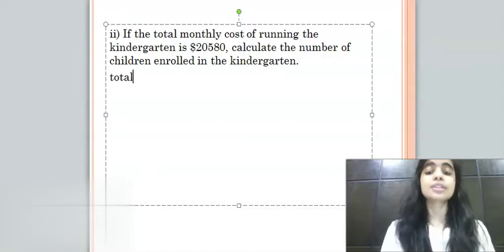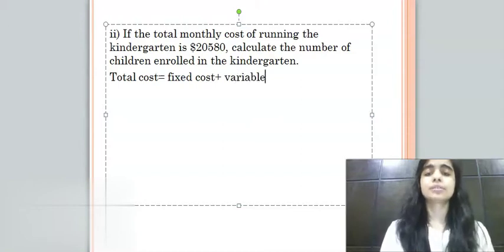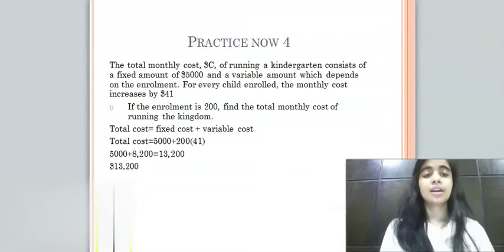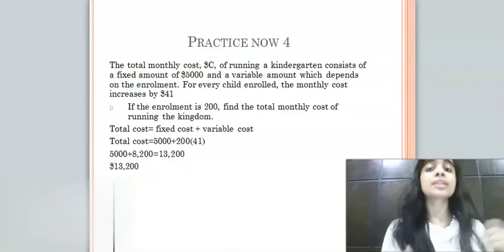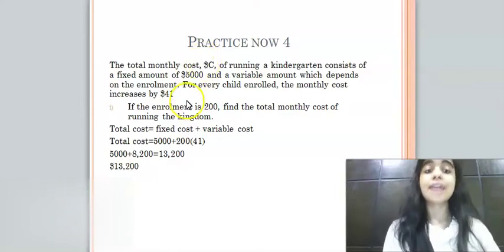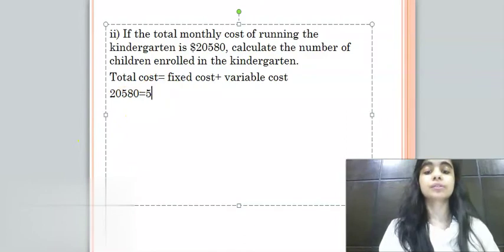So again we will use the same way. Total cost equals fixed cost plus variable cost. Now we know our total cost, that is 20,580, which equals fixed cost. Now our fixed cost will remain the same. I told you, no matter how many children, our fixed cost will always remain the same. So what is our fixed cost? Yes, it is 5,000. So we will write this 5,000 over here.